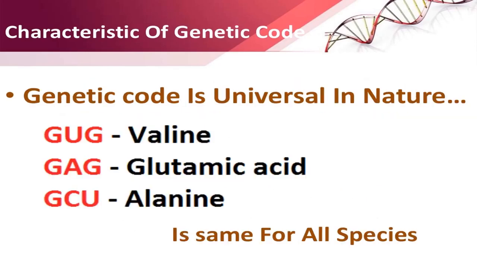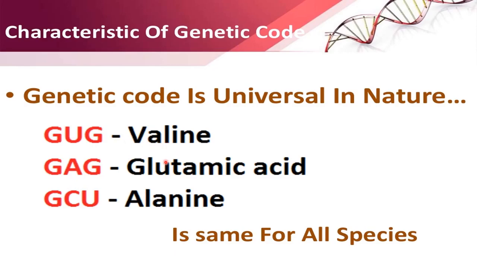Next characteristic of the genetic code is that it is universal in nature. Universal in nature means if GUG is coding for valine, then in every organism present in the universe it will code for valine. It doesn't happen that in a cat GUG is coding for valine, but in a dog it is coding for alanine. This is not the case. So the codes are universal. GUG always codes for valine in every organism.